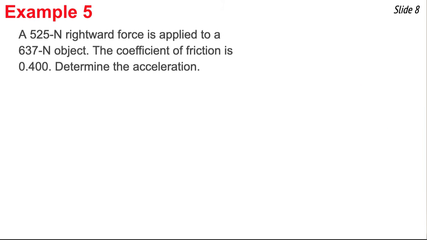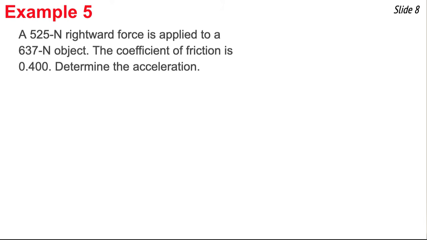A 525 newton rightward force is applied to a 637 newton object. The coefficient of friction is 0.400. Determine the acceleration. As in any problem, it's critical to get a good free body diagram drawn. Here we have an object being pushed across a surface. So there's obviously a normal force and a gravity force.